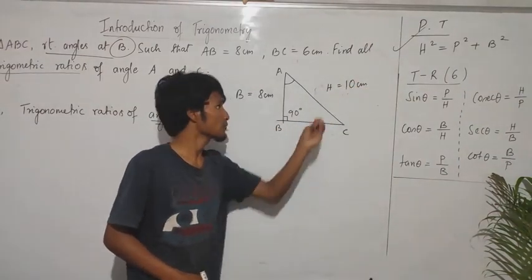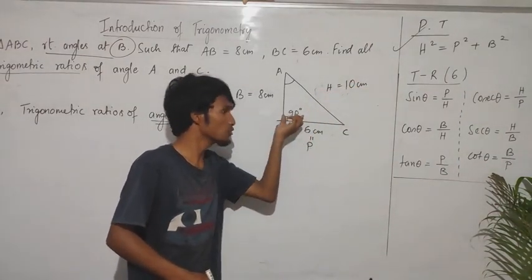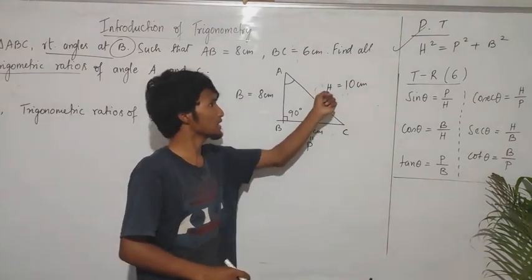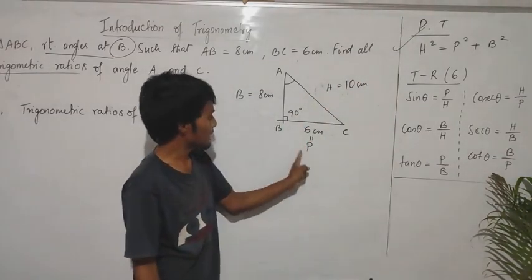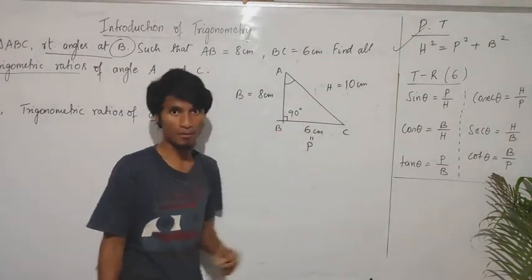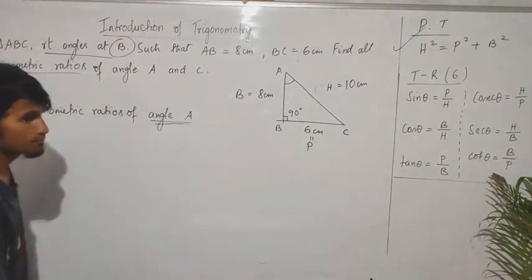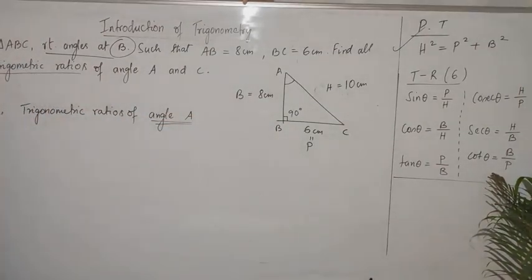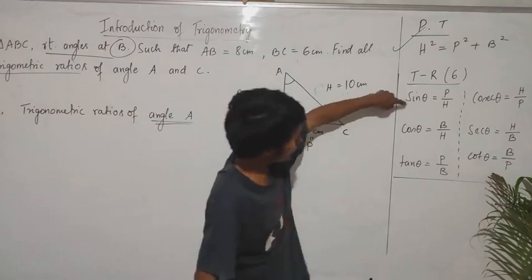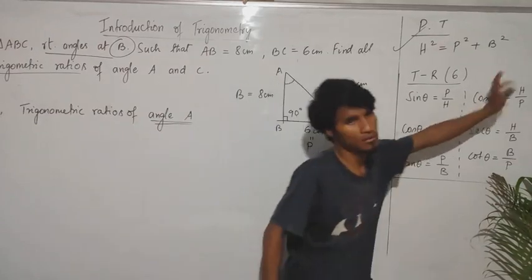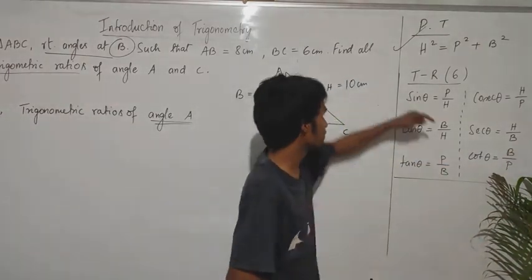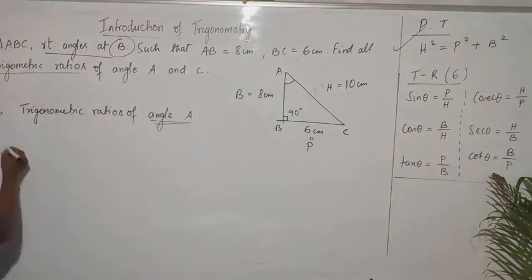Hypotenuse will remain there because it's always opposite to 90 degrees and it is always greater than perpendicular or base. Okay, now first we'll find these three. Once we get these, then the others we'll get reciprocally. Okay, now sin theta, number 1.